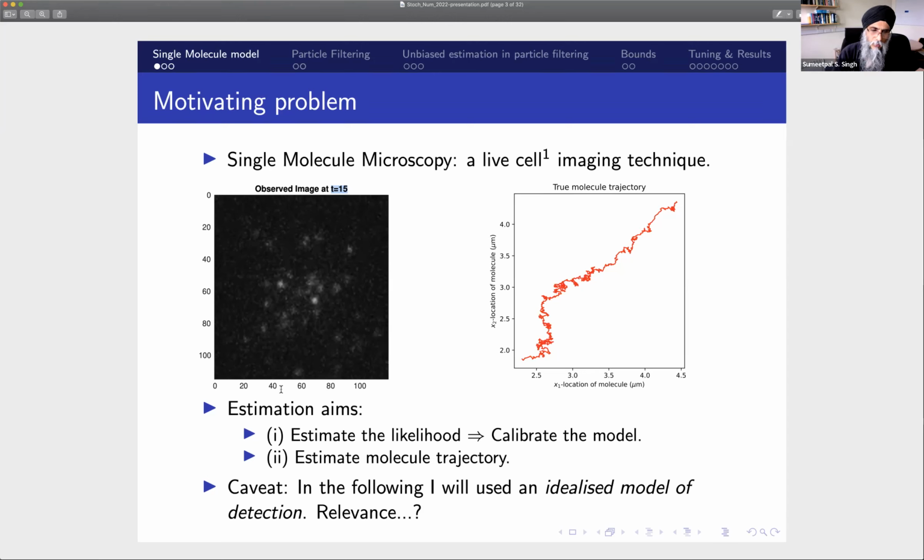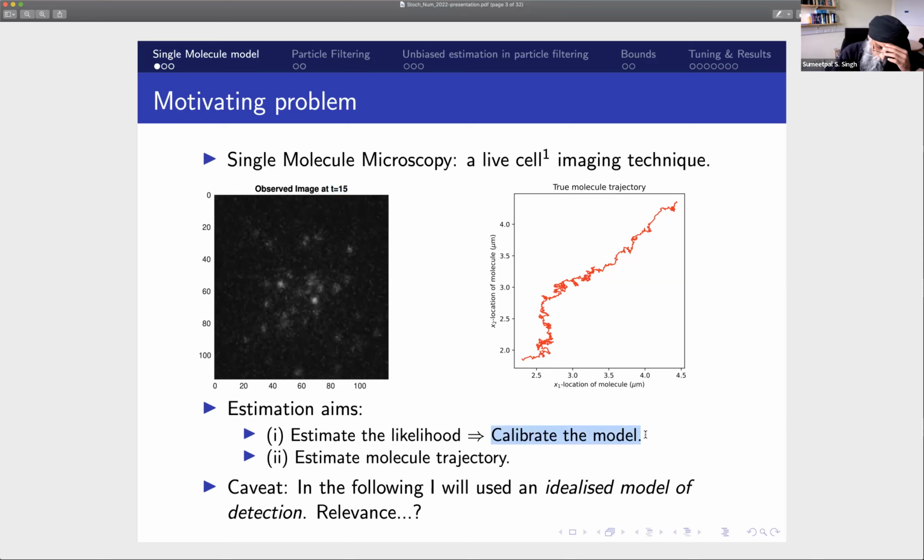So the two estimation aims, and I'm going to focus on the first one. If I were to be given a sequence of images like that, I need to estimate the likelihood. The likelihood is just a marginal distribution of the data. And the reason why we need to estimate the likelihood is we want to be able to calibrate the model.